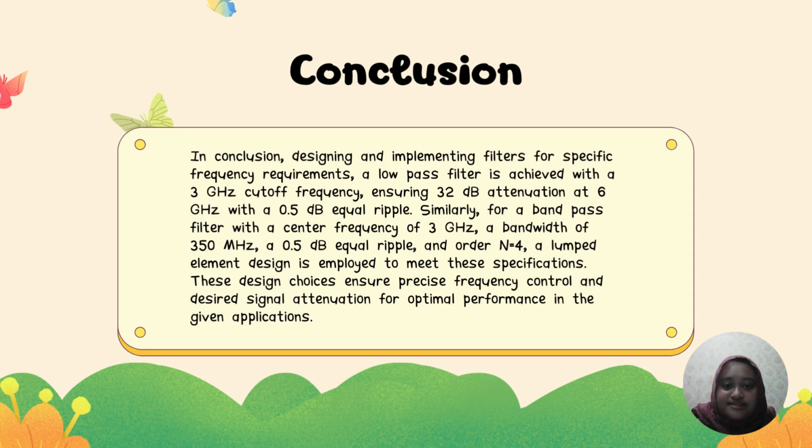In conclusion, in designing and implementing filters for specific frequency requirements, a low-pass filter is achieved with a 3 GHz cut-off frequency, ensuring 32 dB attenuation at 6 GHz with a 0.5 dB equal ripple. Similarly, for a band-pass filter with a center frequency of 3 GHz, a bandwidth of 350 MHz, a 0.5 dB equal ripple, and order n equals 4, a lumped element design is employed to meet these specifications. These design choices ensure precise frequency control and desired signal attenuation for optimal performance in the given applications.